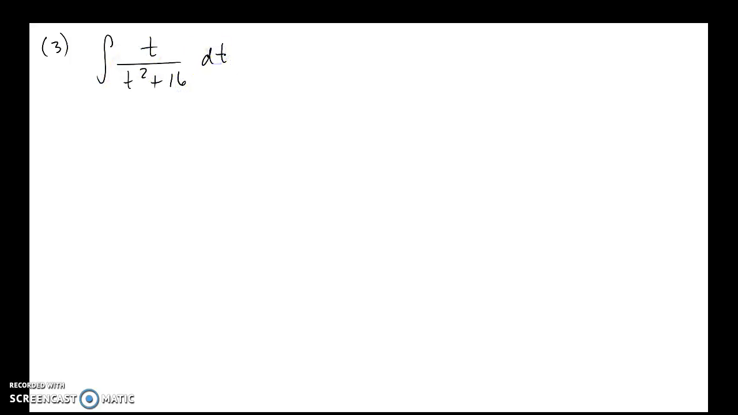Alright, so thinking for this, again, could think arctan, because in the denominator we don't have any square roots. So a would be equal to 4, u would be equal to t. Oh, whoops, I wrote this down wrong. Sorry. That should be t to the 4th plus 16. So this would be square root of t to the 4th, which would be t squared.